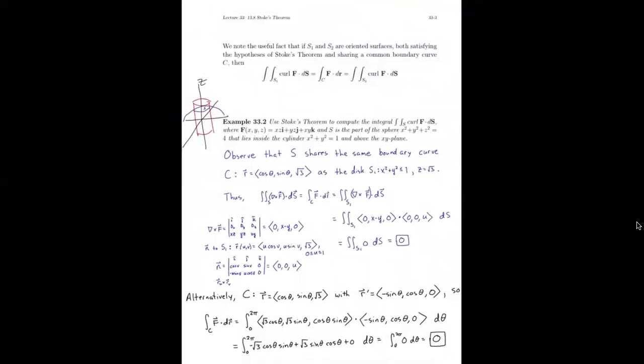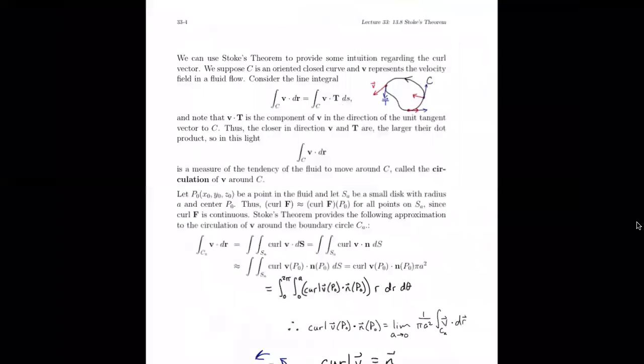Okay, so Stokes' theorem tells us just a little bit about what this curl actually is. I've been asserting all along that the curl is a calculation about rotation, and so is the textbook at this point. So let's provide some deeper intuition on that using Stokes' theorem here. So suppose we've got V, which is a velocity field in a fluid flow, and we consider the line integral around an oriented closed curve C. So I've drawn such a thing off to the side here. So here's our oriented closed curve C.